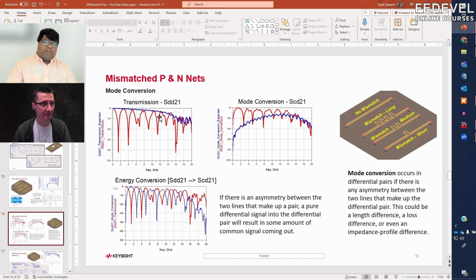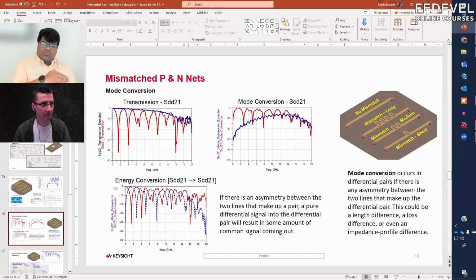Let's explain this. Let's pick up these first two cases: no mismatch, and mismatch with a long section. With no mismatch, the signal is traveling together. Ideally, because of losses, there should be some monotonic decay in the transmission. So we see SDD21. A quick input for folks who don't know: the DD means differential in, differential out, and 2-1 means input is on port 1 and output is on port 2. So for SDD21 we see that its response is good.